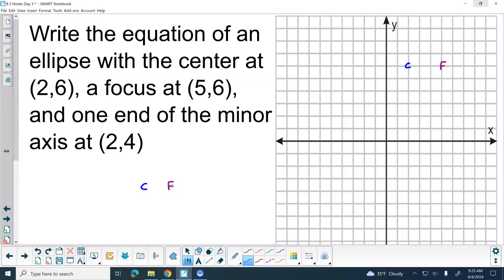What is the distance between those two? Four? 3. I like 3 better. Is that A, is that B, or is that C? Distance from the center to a focus. That's C. So C is 3.